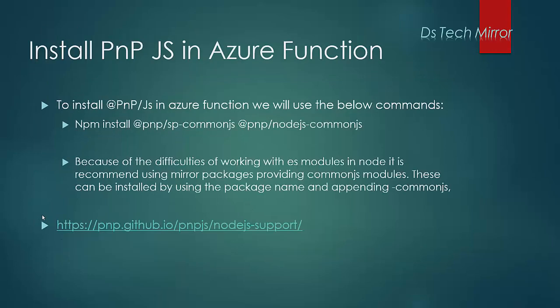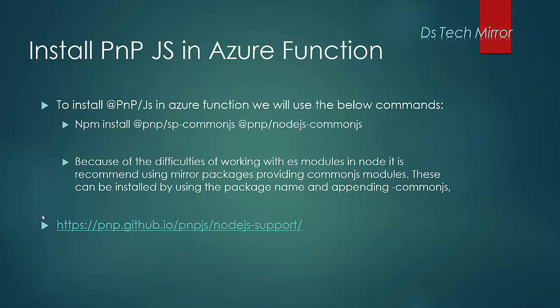Then as I told you, we will be using PnP.js in Azure functions. For that, we will be installing PnP.js. To install PnP.js, we will be using the command npm install @pnp/sp-commonjs @pnp/nodejs-commonjs. Now, if you are regularly following my videos, while installing PnP.js in SPFx, what we were doing is @pnp/sp and @pnp/nodejs. Over here, while installing PnP.js for Node, we have to append this -commonjs.